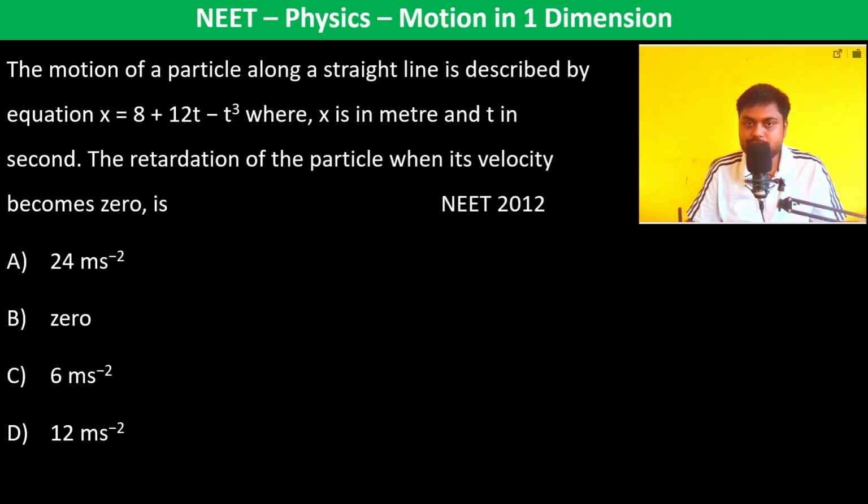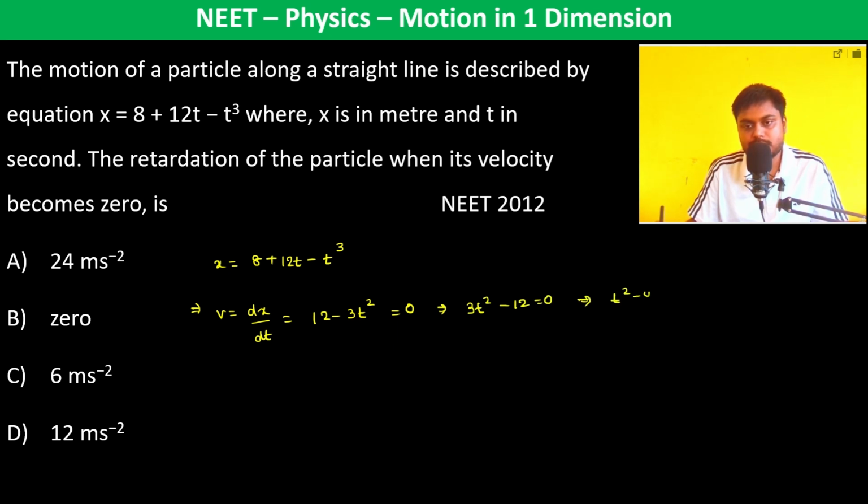The motion of a particle along a straight line is described by x is equal to 8 plus 12t minus t cube. The x is in meters and t is in seconds. Find the retardation of the particle when its velocity becomes 0. So velocity is dx by dt, which is equal to 12 minus 3t square. This should be 0, so 3t square minus 12 should be 0. T square minus 4 should be equal to 0. So therefore t is equal to plus 2 seconds or minus 2 seconds. Of course the negative is neglected.